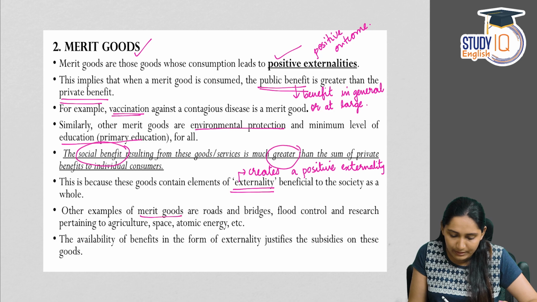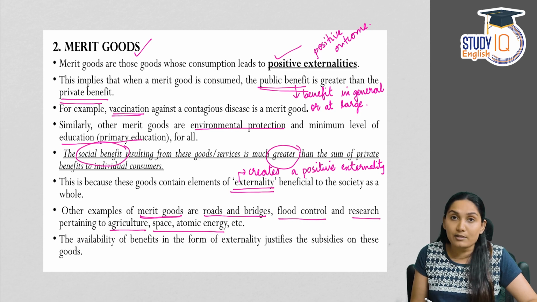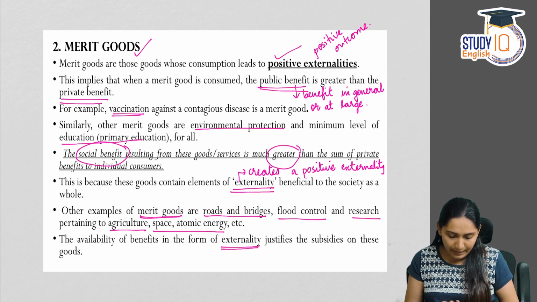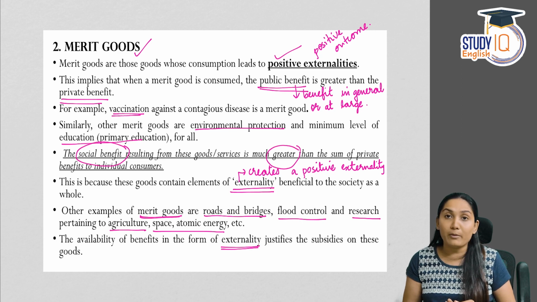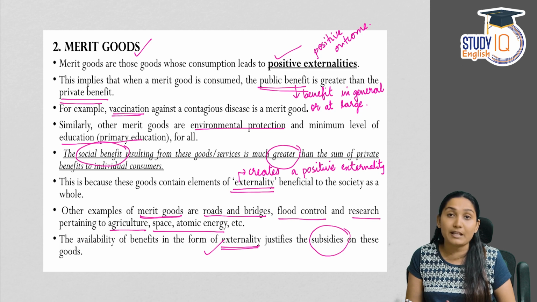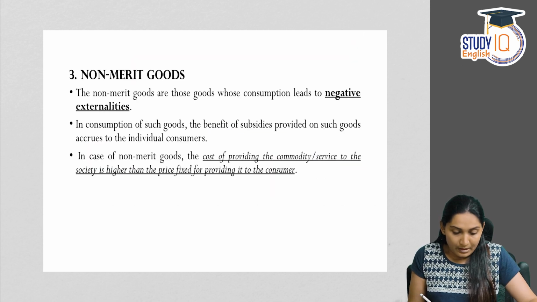Other examples of merit goods are roads and bridges, flood control, research pertaining to agriculture, space, atomic energy, etc. The availability of benefits in the form of externality justifies the subsidies on these goods. So, availability of benefits in the form of externality. These benefits in the form of externality justify the subsidies on these goods.